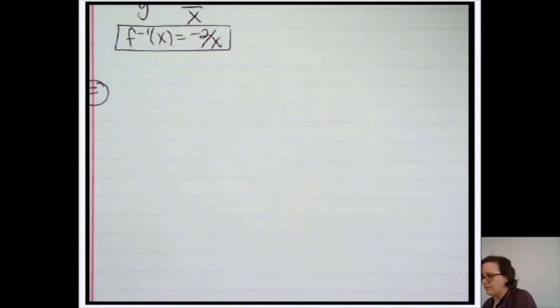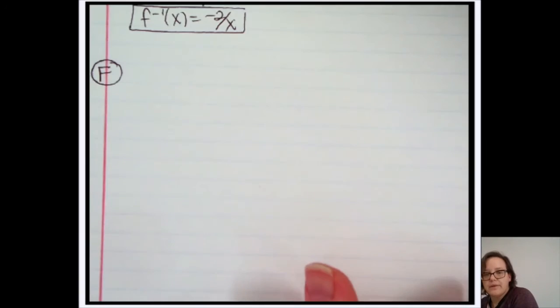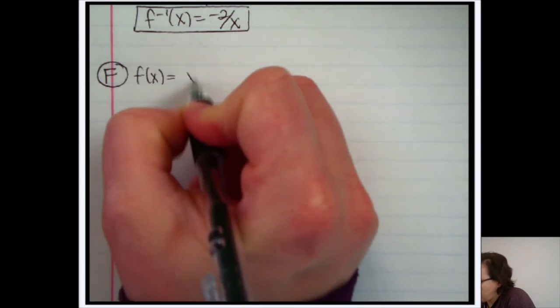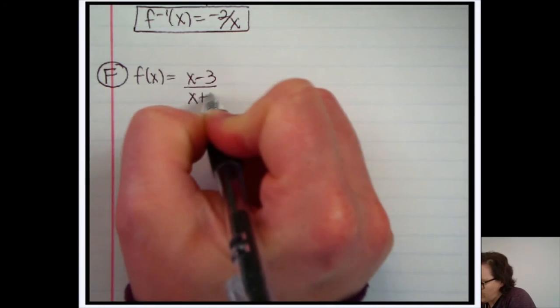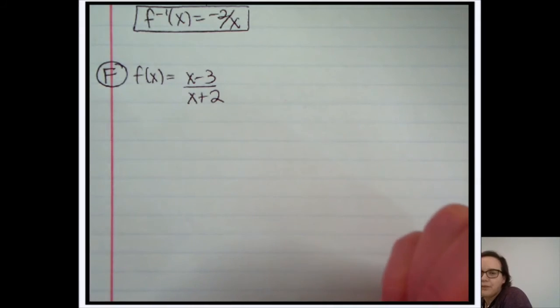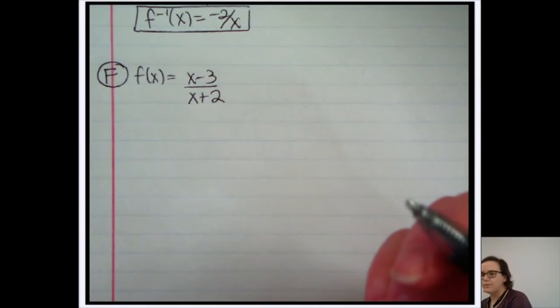Actually, maybe 2 more. We'll see what this one looks like. Okay, so let's look at a rational function. f of x equals x minus 3 over x plus 2. This is the one where we have 2 x's, and so that means we have 2 y's, and that throws off people, but let's see what we can do.